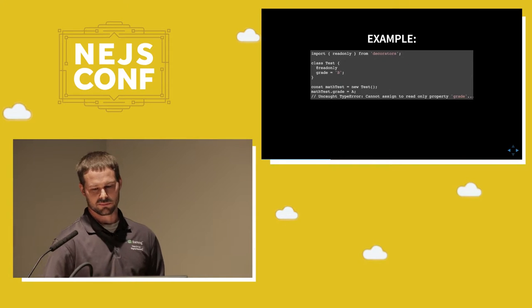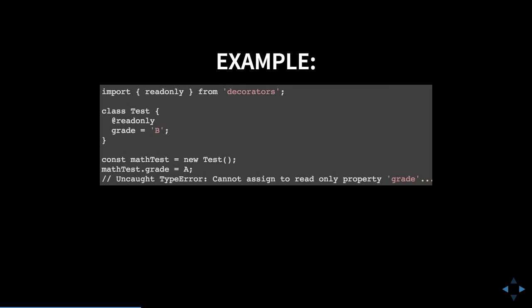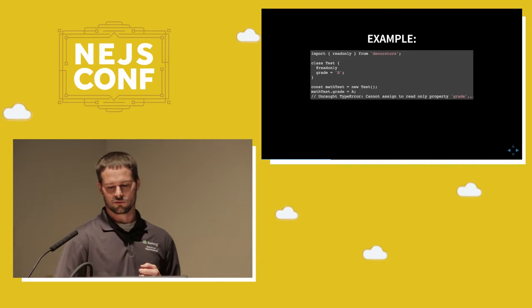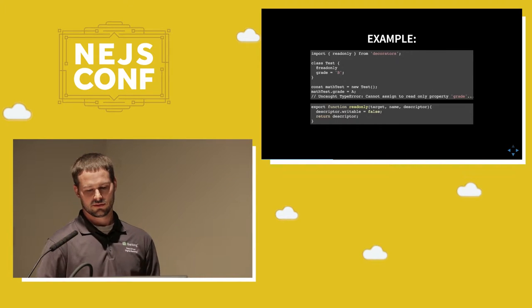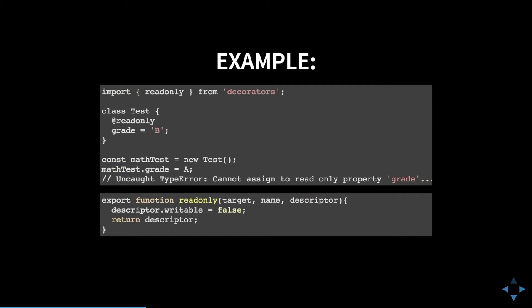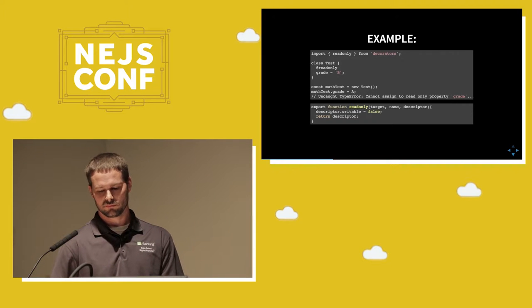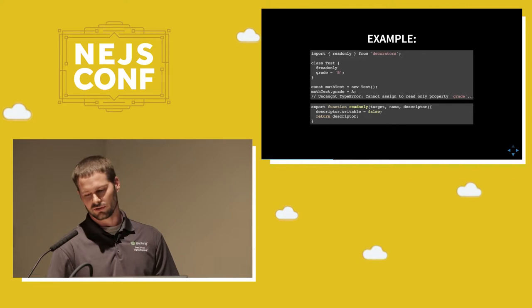So let's take a look at an actual example. Here we import a read-only decorator. It's a really simple decorator, and I have a class called test with a class property called grade, which is set to B. When I create a new instance of that, if I try to change the grade to A, it will give me a JavaScript error, and that's because I use a read-only decorator. If we look at what that decorator actually does, it changes the writable flag on the descriptor to false. So it essentially makes it so you can't edit that property. A very simple use case that you can use if you want to make properties or functions or whatever read-only.